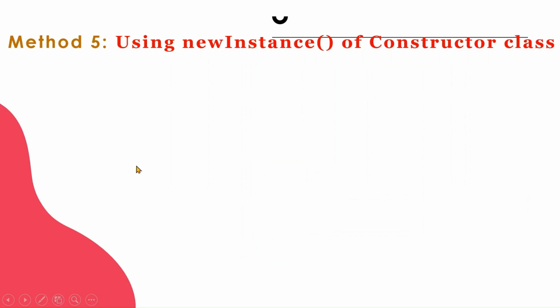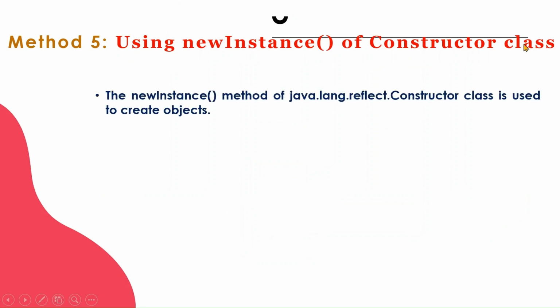Now coming to method 5, using the newInstance method of the Constructor class. The newInstance method of java.lang.reflect.Constructor. So the Constructor class is available in a package called reflect. Reflect is a subpackage of lang. Lang is a subpackage of java. This class is used to create objects. So the newInstance method of the Constructor class is used to create objects.